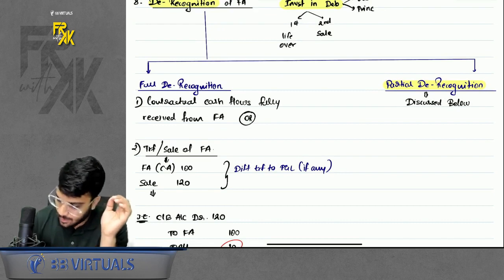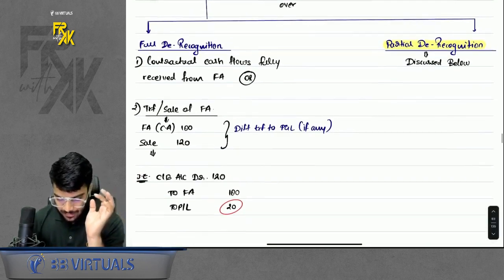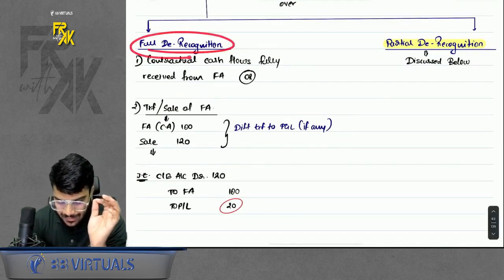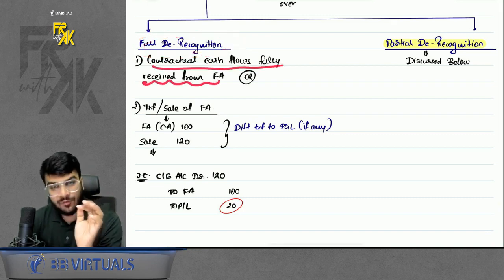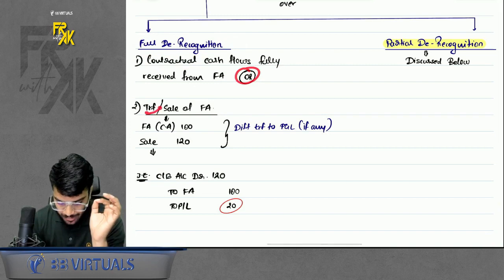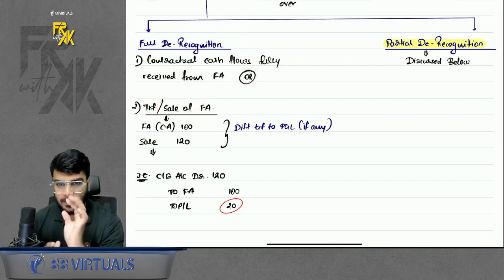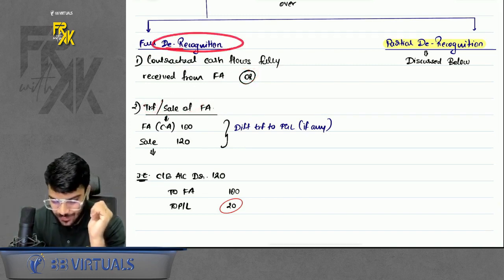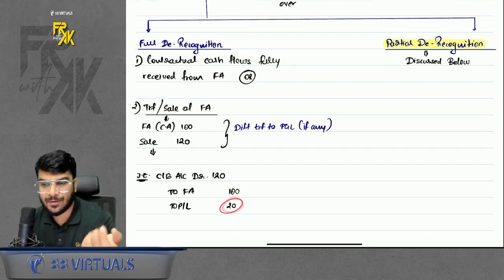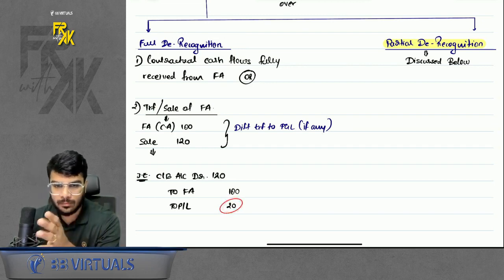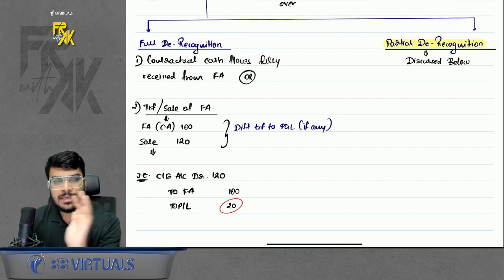Okay, then this was a full derecognition. That means full derecognition can happen only when your contractual cash flows are fully received from the financial asset, or you have transferred or sold the financial asset. Simple. And whenever you derecognize the financial asset, if you are selling it, whatever profit or loss is there, it is a realized profit or loss, transfer it to P and L. Is this clear to everyone?